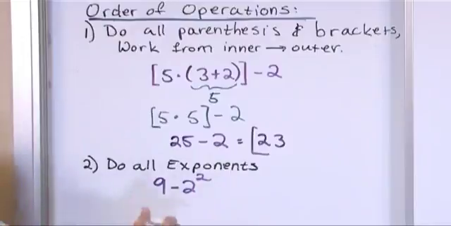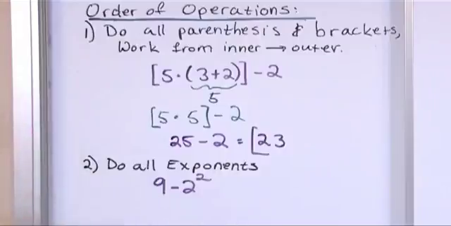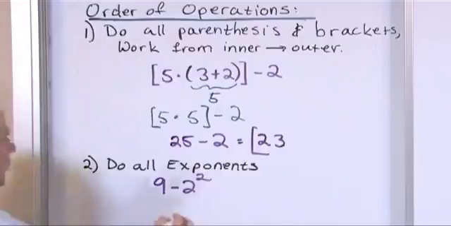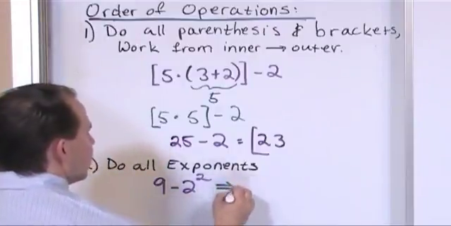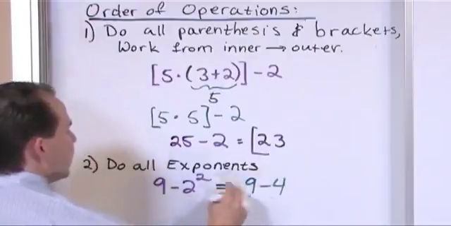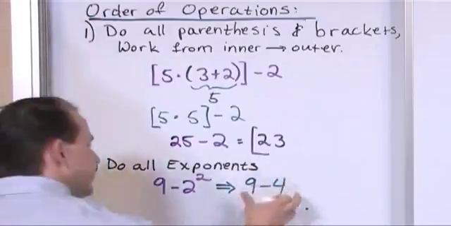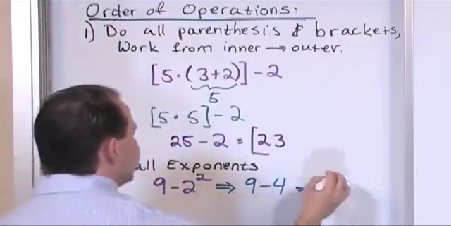You have to do exponents before you ever do any addition or subtraction, because addition and subtraction are going to come way down here at the bottom. So the next thing you do, as far as your order of operations, is do this exponent. So you just make it 9 minus 4, because 2 squared is 2 times 2, and that's 4. And then, of course, now that you have a simple subtraction problem, you can just say that's equal to 5.